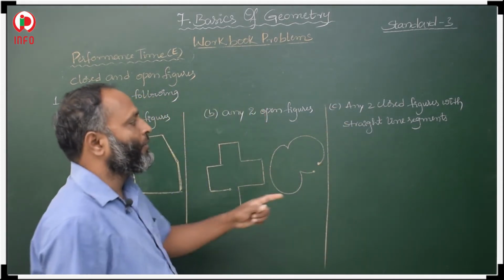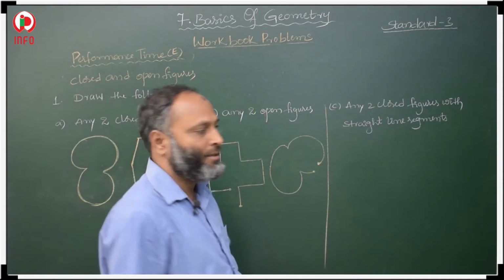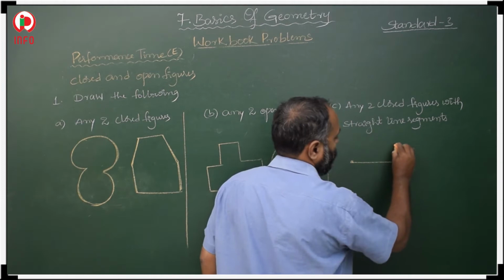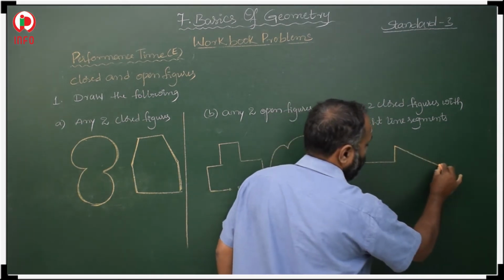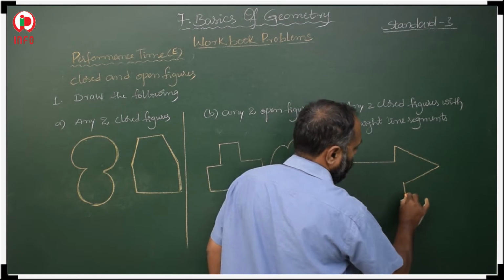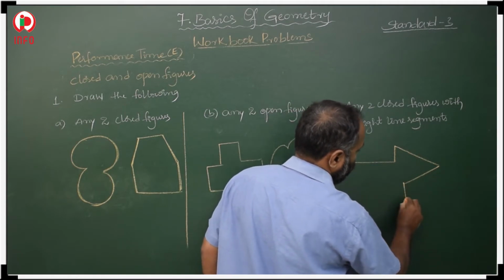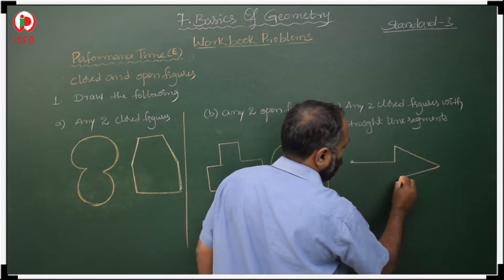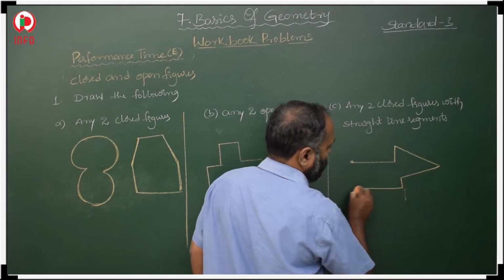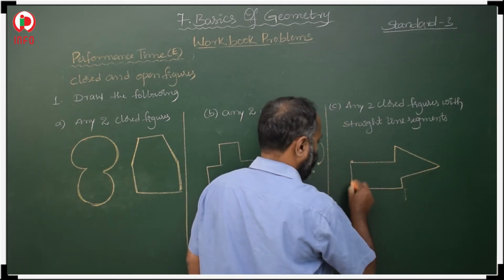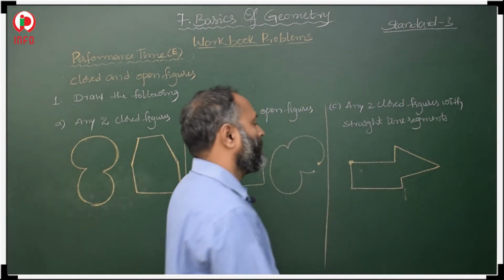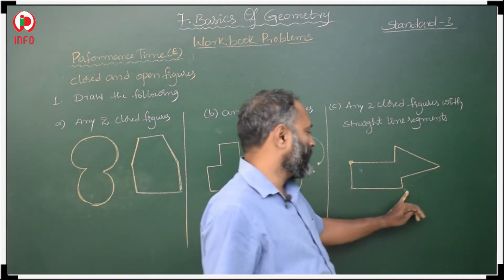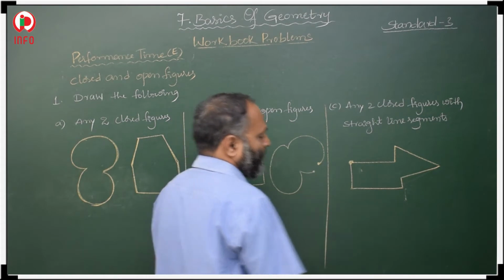Now any two closed figures we have to draw using straight line segments. So this is the initial point, from here to here and here to here and here to here and here to here and after that here to here. This is a closed figure. So this is one closed figure and one more closed figure.